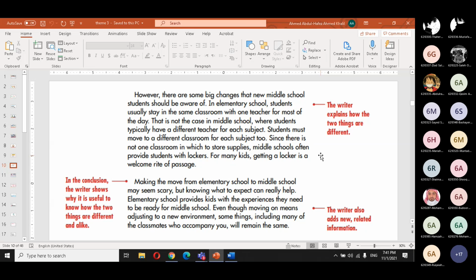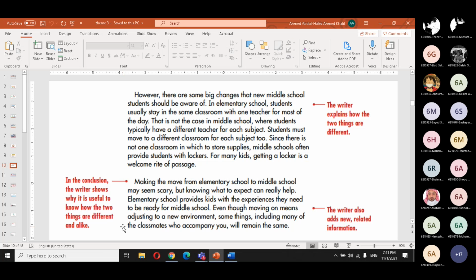In the conclusion, the writer shows why it is useful to know how the two things are different and alike. What is the importance of talking about differences and similarities? What do we gain when we talk about differences and similarities? And at the end, if you have extra information or your opinion, add it.